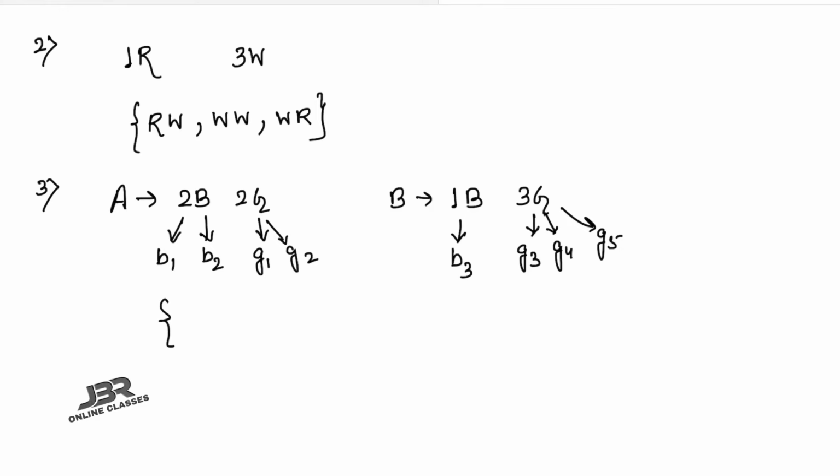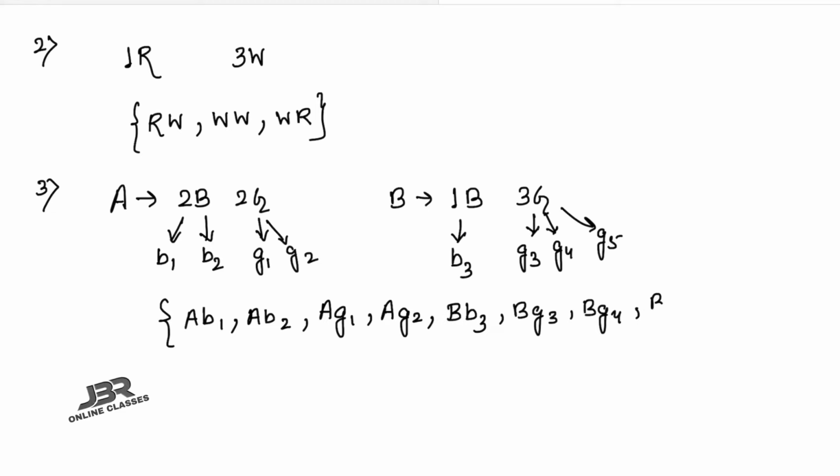So first a team is chosen. Suppose here A team is chosen, and then a participant. So from A team, it's A, B1. After that, you can write down A, B2, then A, G1, A, G2. So these are the sample space for the team A. Now for the team B, it's B, B3, then B, G3, B, G4, and the last one here, B, G5. So these are the sample space.